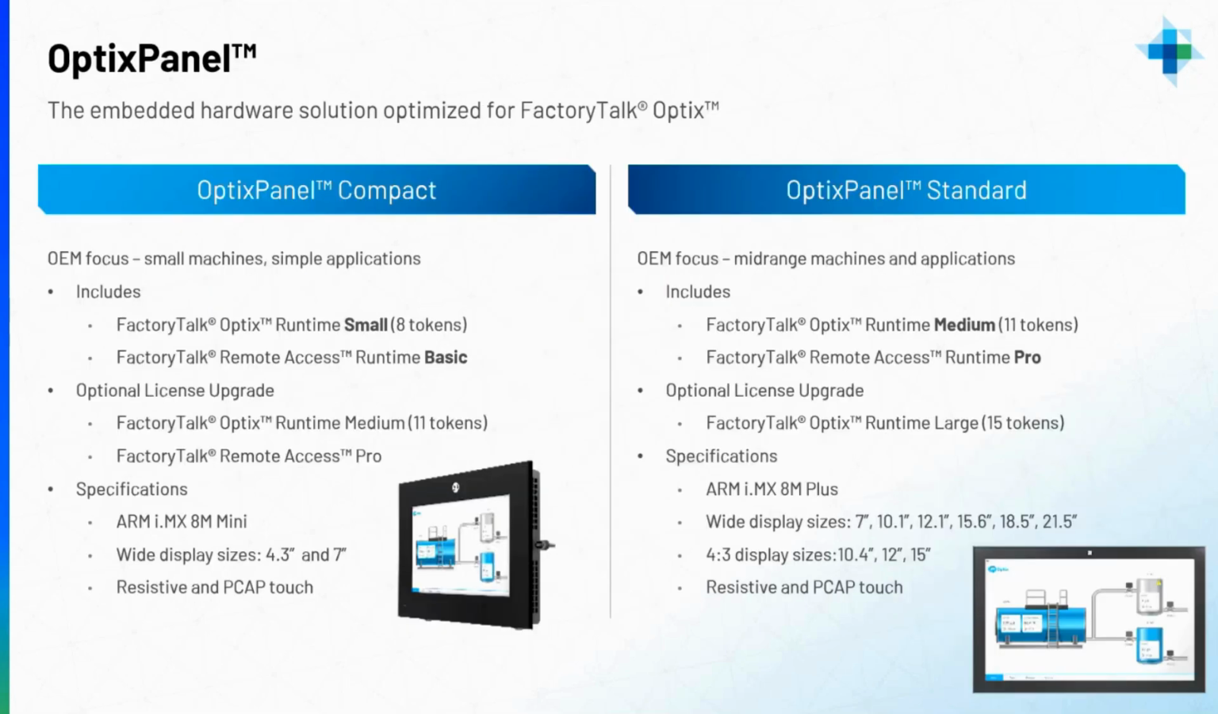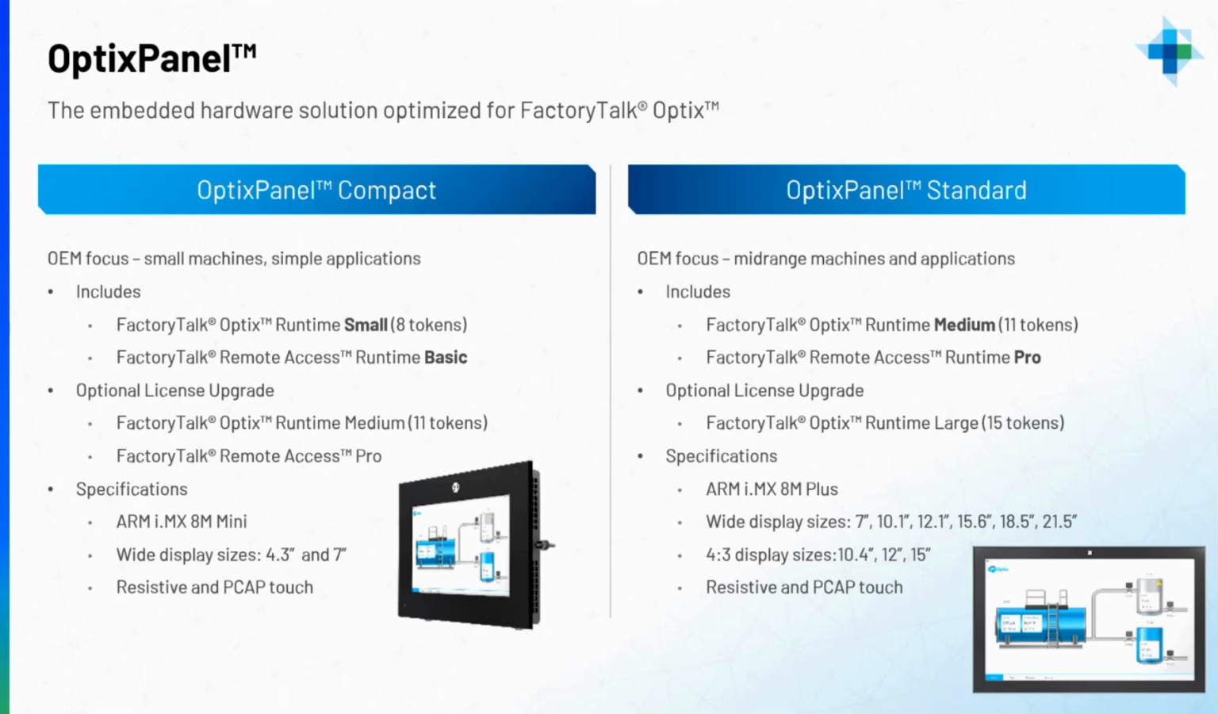Now, the optics panels themselves, again, these are like panel views for optics. They come in two families. There's the compact family, which are your 4 and 7-inch screens. The specifications are a bit on the lighter side, so these are designed for simpler applications, smaller standalone applications usually. And then you have your optics panel standard. These are your larger screens from 7-inch all the way up to 21.5-inch screens. These have stronger specifications compared to a compact and can handle more complex optics applications as well.